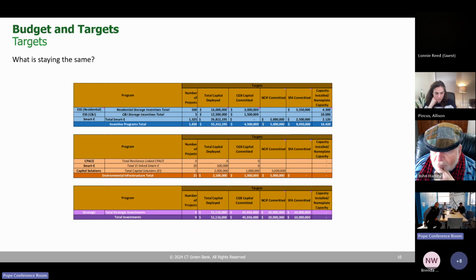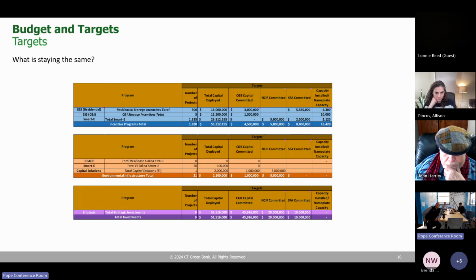We've seen a pickup in solar. We have some updates on the program that we'll speak about at the board meeting that I think will cause us to see further growth. On the environmental infrastructure targets, those we're keeping the same.